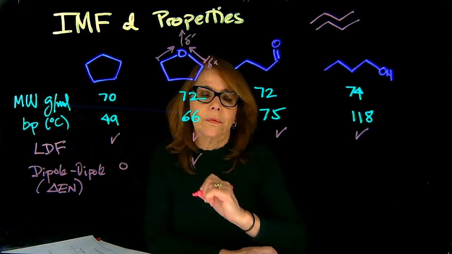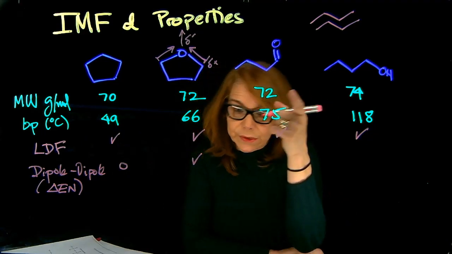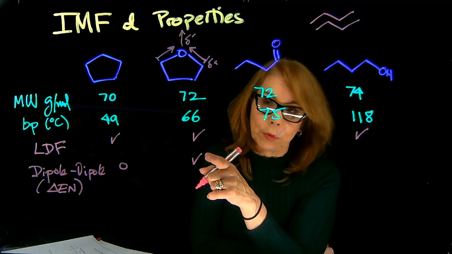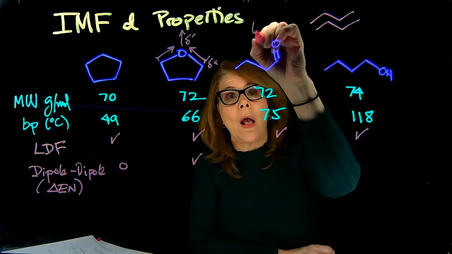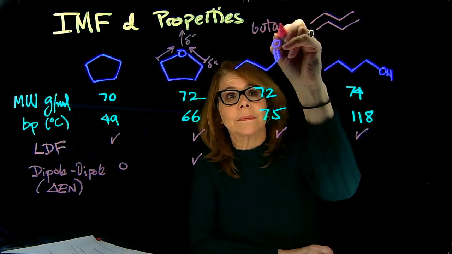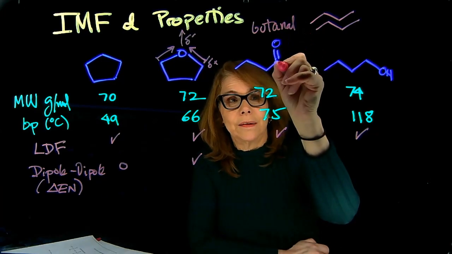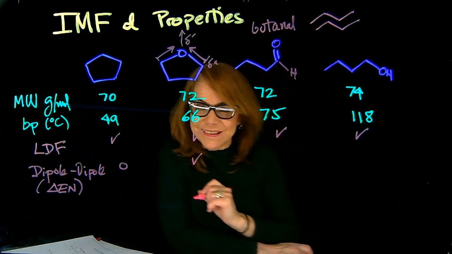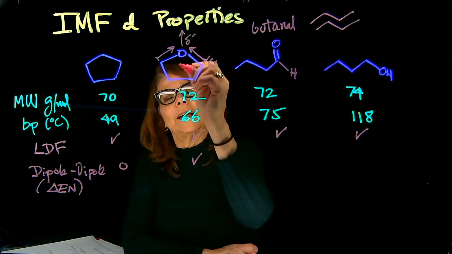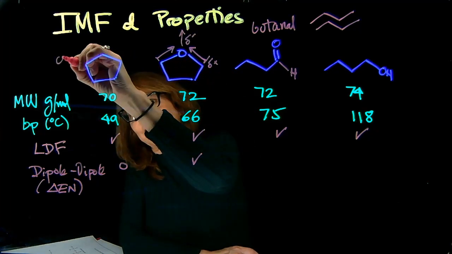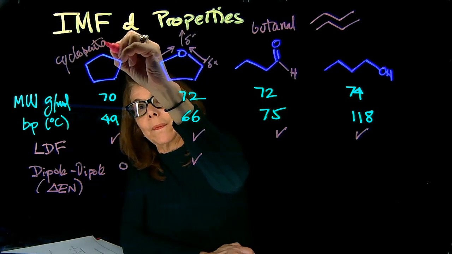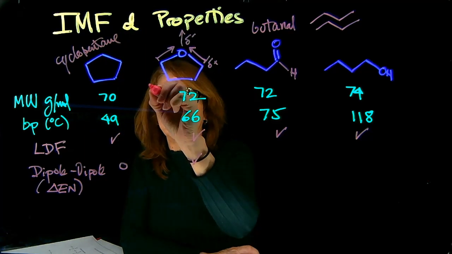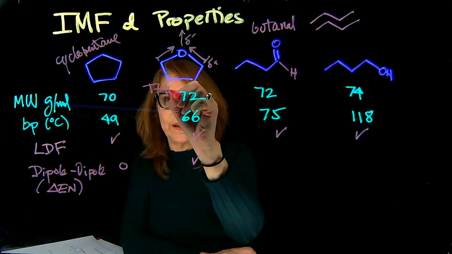However, here we have, considering that type of interaction, dipole, in this is 1, 2, 3, 4. So this is butanal, an aldehyde. There will be an H here. I'm going to draw it so we don't forget it. In this, I forgot to say, this is cyclopentane. And this is THF. We call it an ether.